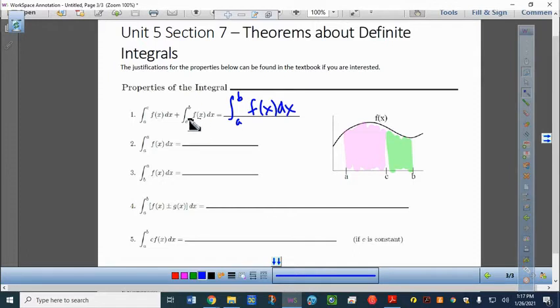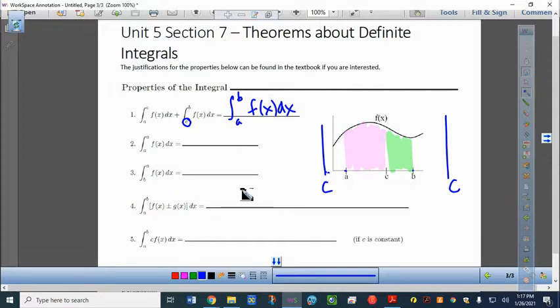Quick note, c does not have to be between a and b. c could be over here or back here. As long as you go from a to c and then from c to b, those numbers will account for each other. Okay, so it's fine if c is not between a and b.